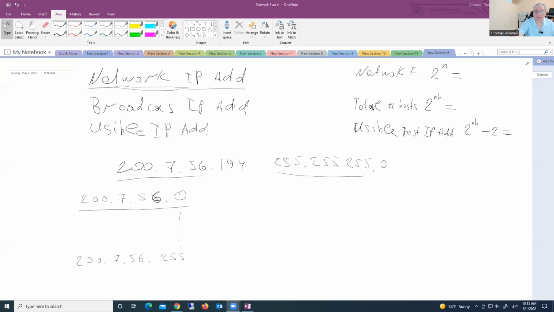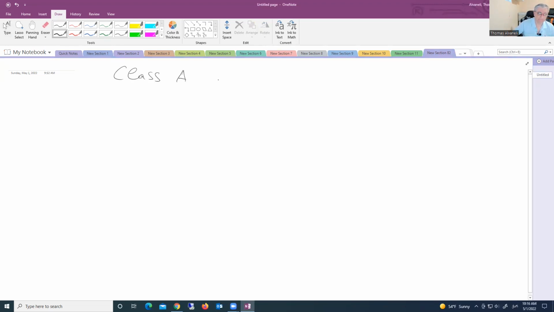Look here in class A. Let's say 76.0.0.0. We know that the first octet indicates in which class the IP address is. And we know that with the subnet mask 255.0.0.0, those three octets indicate the host portion. Now, what about the network portion? How many possible networks can we have in class A?